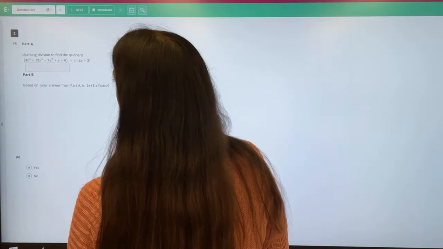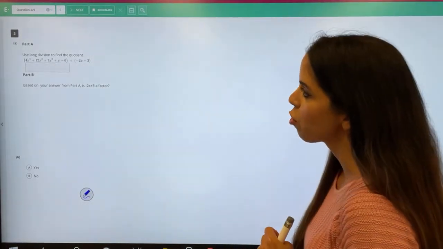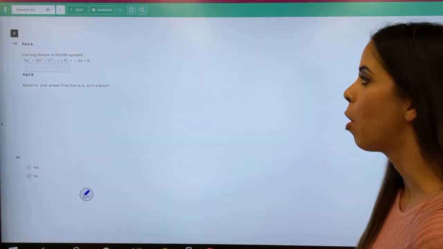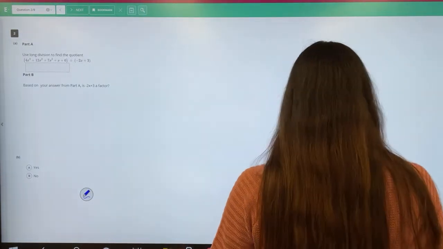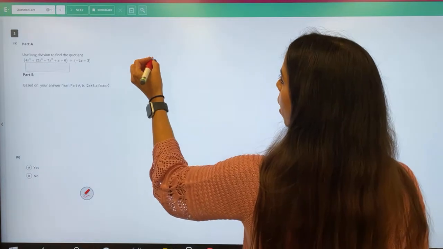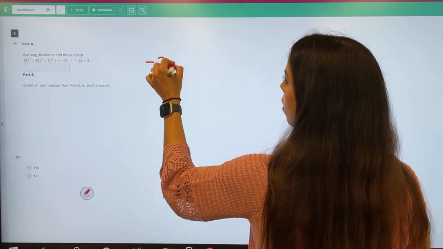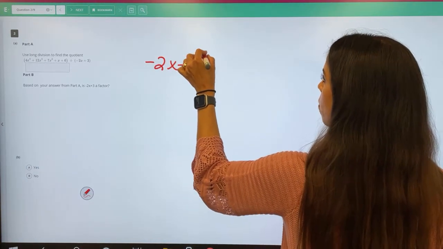All right, so part A, it says use long division to find the quotient. I know that looks kind of small to you guys, but you should have these written down because you're supposed to use a separate sheet of paper, right? So my divisor is 2x plus 3. That goes outside the box.